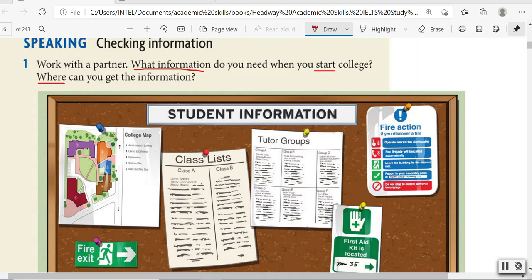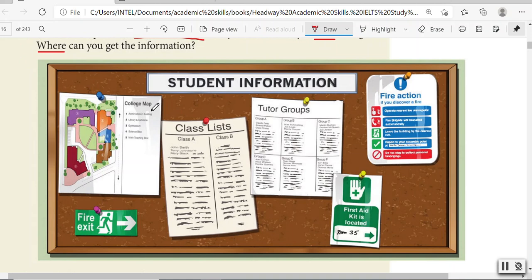For example, college map. Okay, you are searching for your faculty and you don't know where it is located. You can look at the map, you can check this map to find your faculty, to find your department. You can know by this, okay? By this information in this information table.